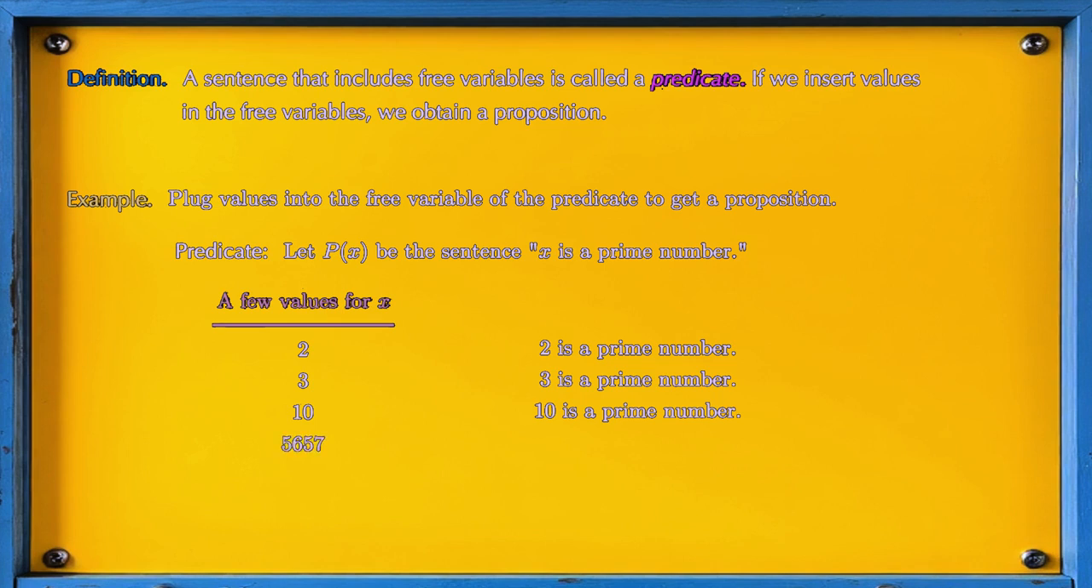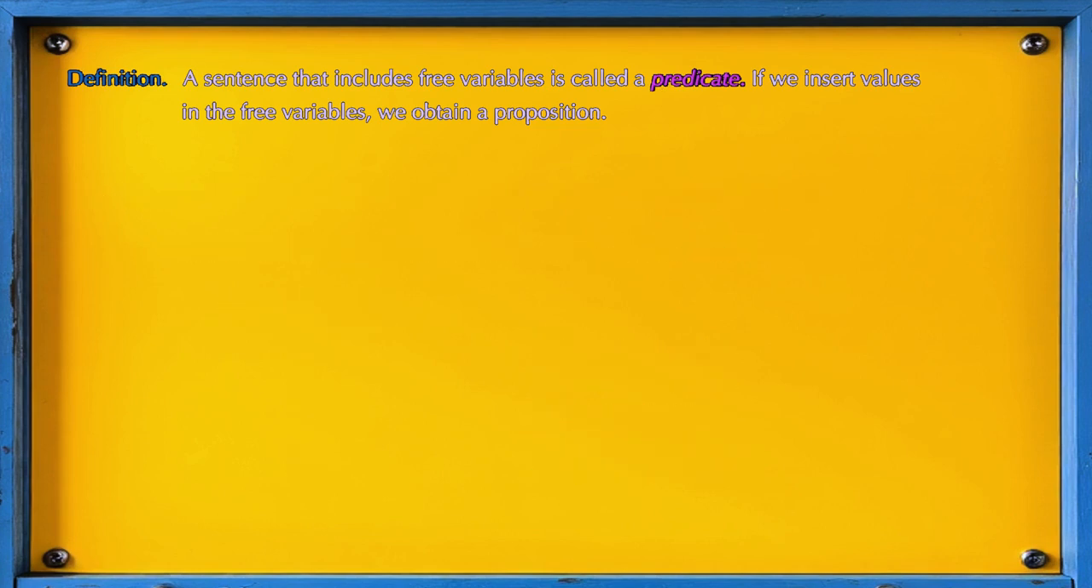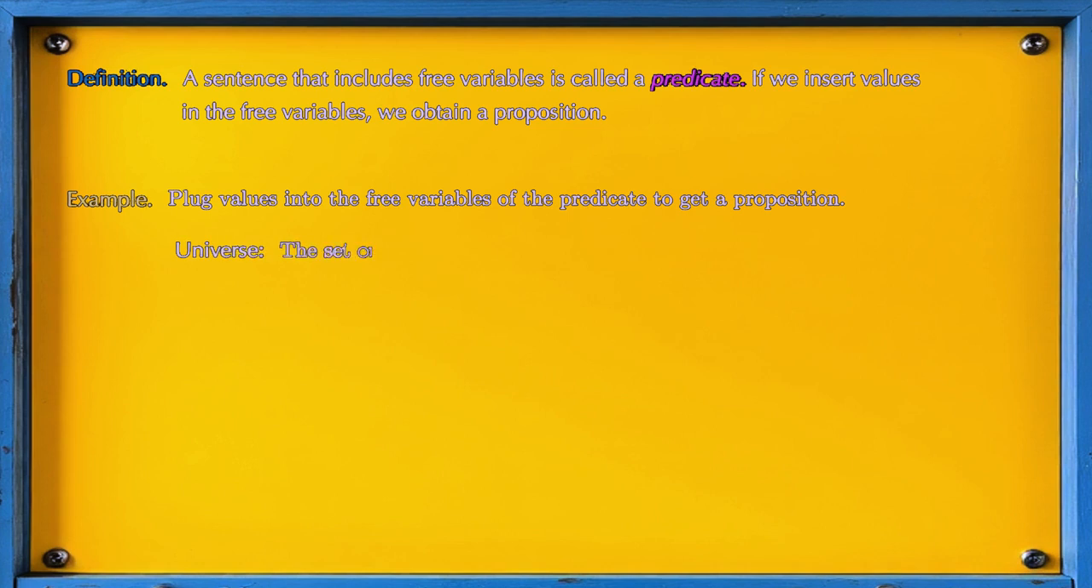We can also put 5657 into x to get a true proposition. And we can even put a value like car into x to get the proposition car is a prime number, which is false, because car isn't even a number. To avoid having weird elements placed into our predicate, we often set a universe of discourse first for our predicate variables. In this particular example, let's set the universe to be the set of counting numbers.